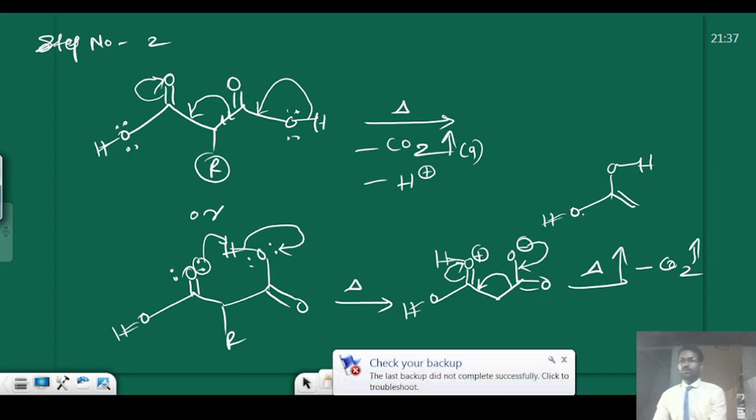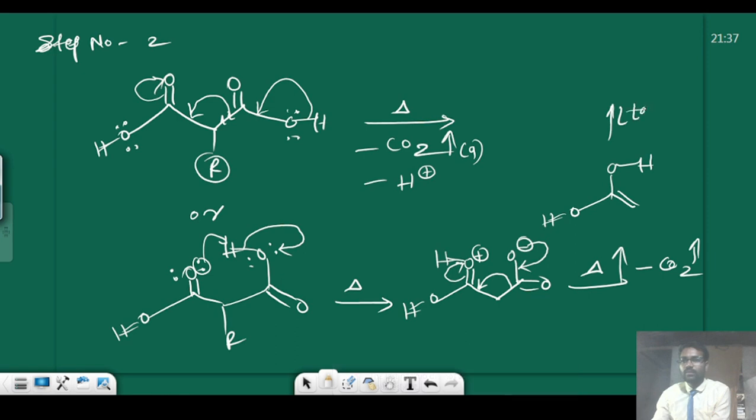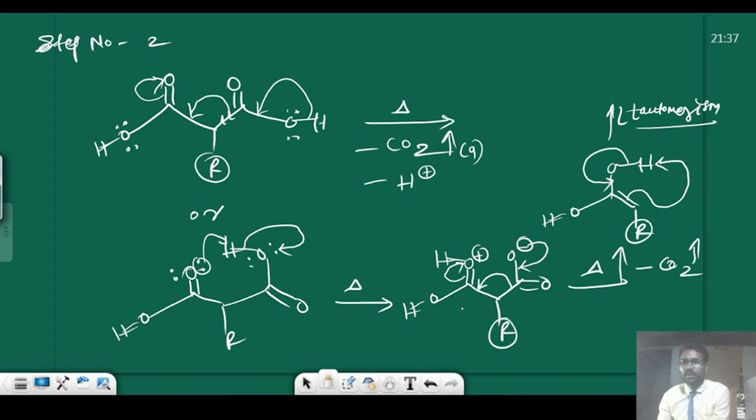So what will happen now? Tautomerism will happen. This will come like this. This sigma bond will break, and this pi bond will take the proton. So intermolecular tautomerism will happen like this, and the substitution is there. Don't forget to write the substitution.